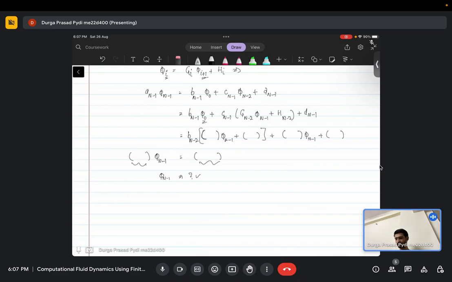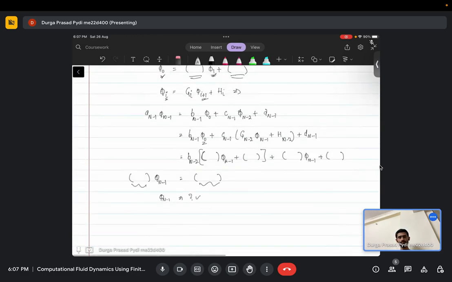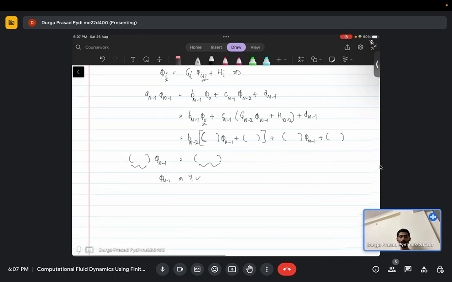I assume it's clear. If there are any doubts, maybe I'll post the complete derivation. If we have time, maybe I'll derive this at the end of the session after all the questions are done. But the approach is clear, right?